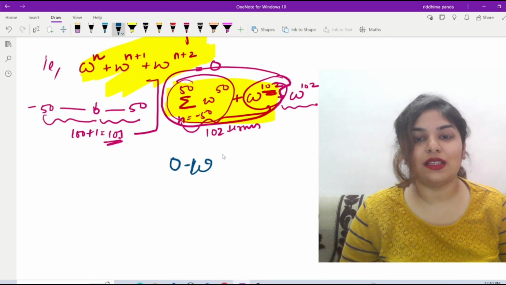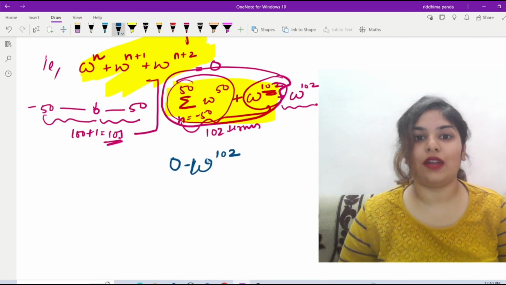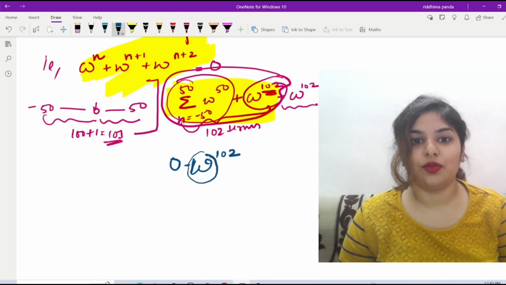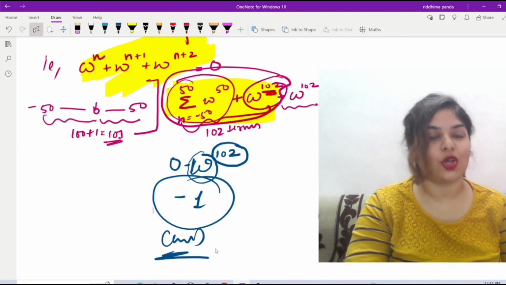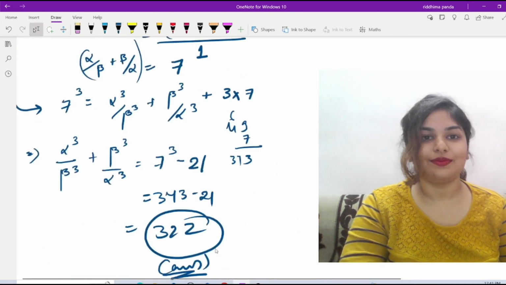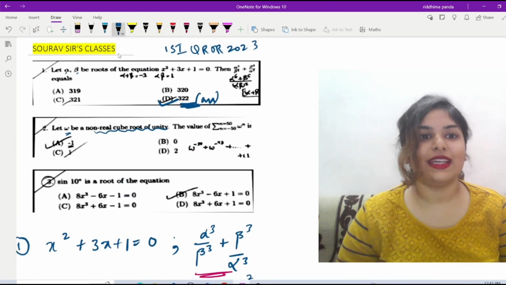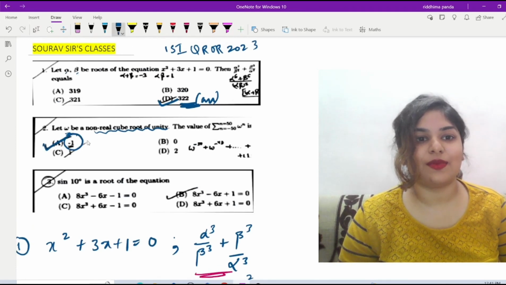And we have minus omega to the power 102, where this is cube root of 1 and this can be written in the form of a cube. So that is minus 1 should be the correct answer. Do we have minus 1 in the options? Yes, so the correct answer is minus 1.